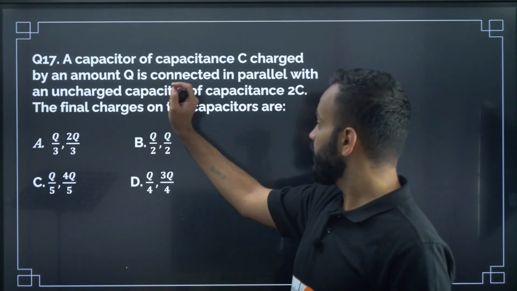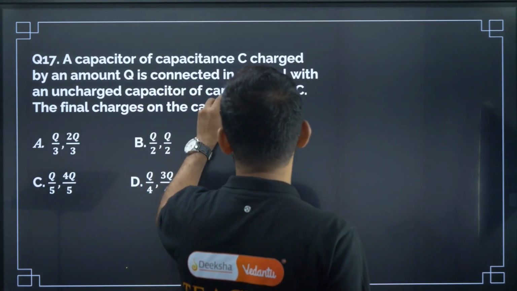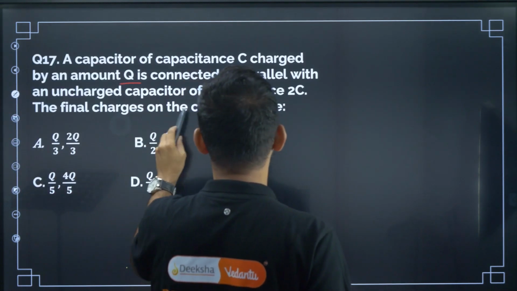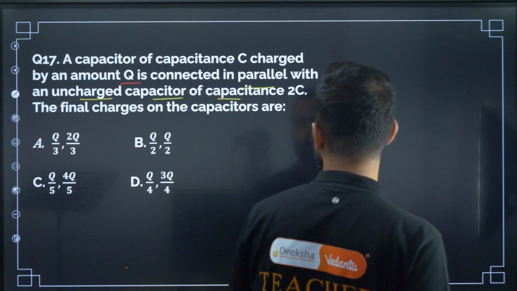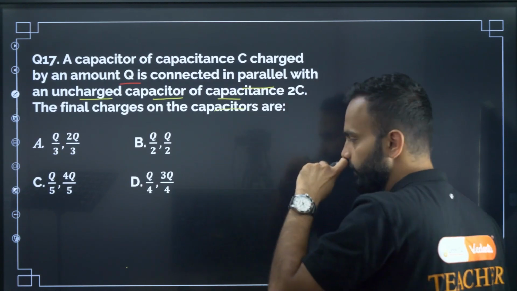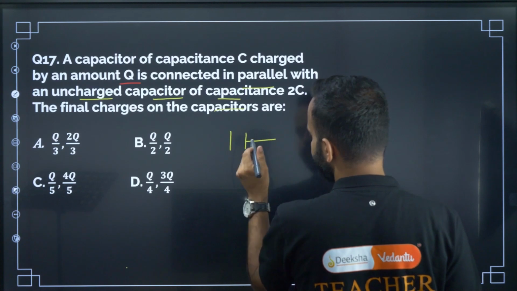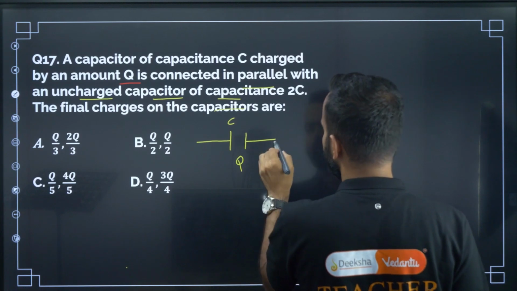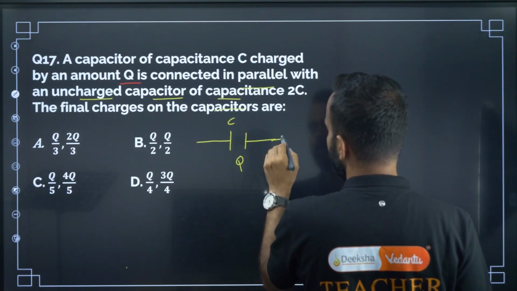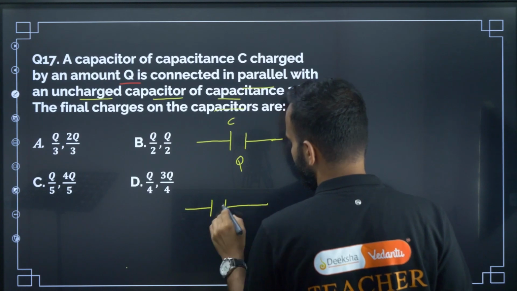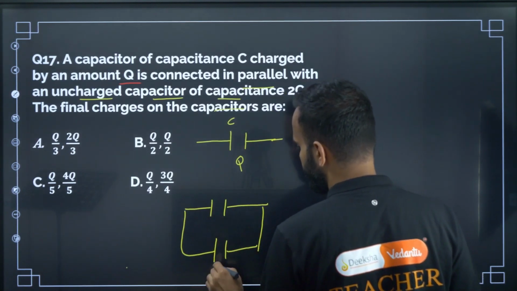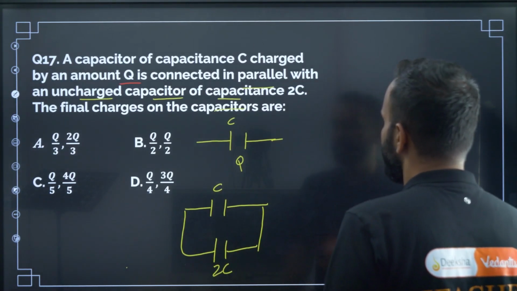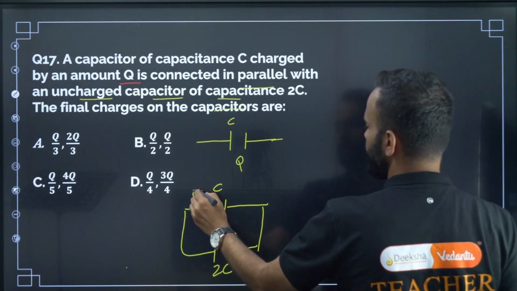Question number 17. A capacitor of capacitance C charged by an amount Q is connected in parallel with an uncharged capacitor of capacitance 2C. The final charge on the capacitor is? This is the capacitor C, charged by an amount of charge Q. Then it is connected in parallel to another capacitor 2C. This one is the uncharged capacitor, and this one is the charged capacitor.